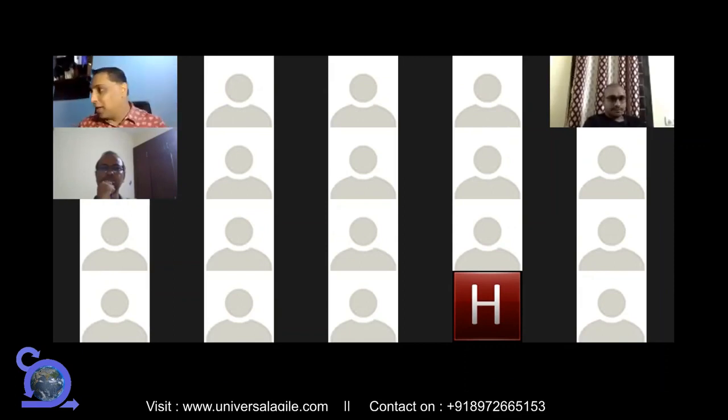All right. So, clear on this? So this is a specific technique called the planning poker technique. All right.